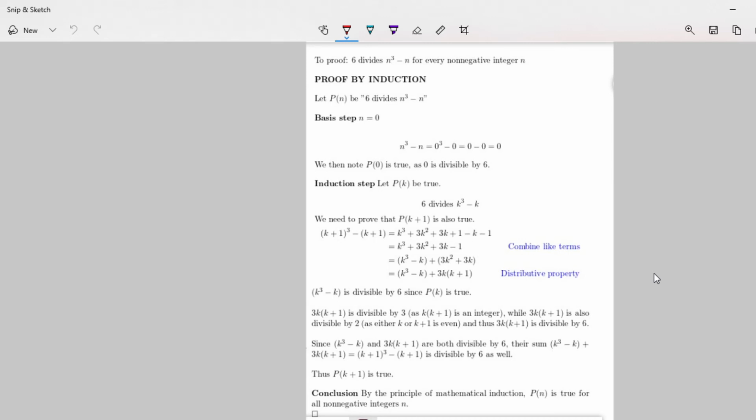Okay. Then we substitute that value. So 0 minus 0, it is 0. 0 is divisible by 6. So we should note that P of 0 is true here. Okay. So the next step is induction step. So in the induction step, we are taking the k value. So we take that, let P of k be true.